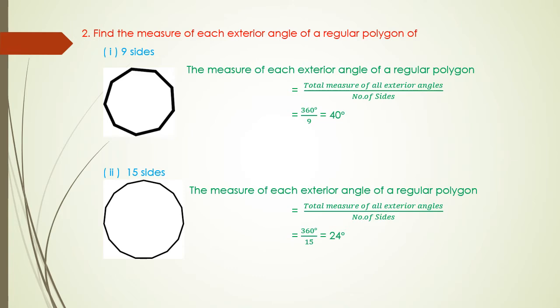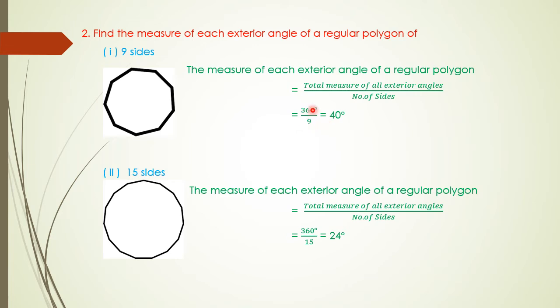Question number 2. Find the measure of each exterior angle of a regular polygon. The first one is having 9 sides. So, for finding this answer, we should know the formula. The measure of each exterior angle of a regular polygon is equal to the total measure of all exterior angles divided by the number of sides. Learn this formula by heart, children.